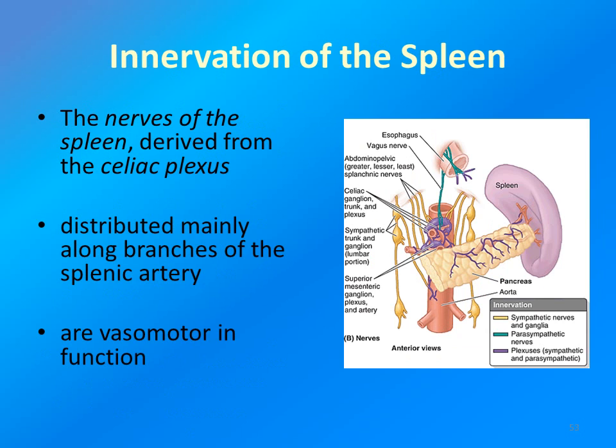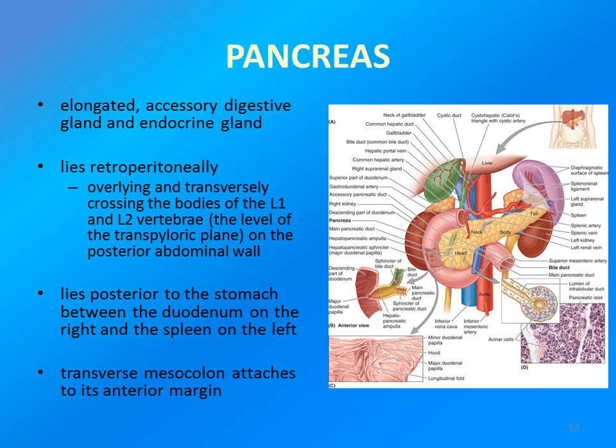Innervation of the spleen is provided by the celiac plexus. So this is a sympathetic plexus or ganglion, and it mainly distributes branches to the spleen as well as the pancreas. And these are vasomotor in function. The parasympathetic innervation, again, comes from the vagal tone, but the function there is not quite clear.